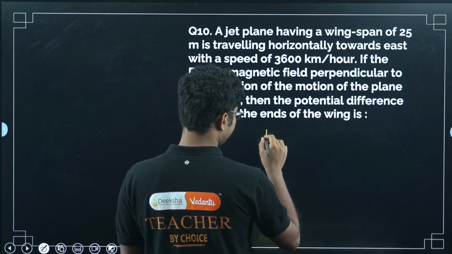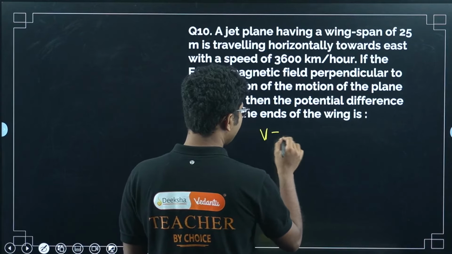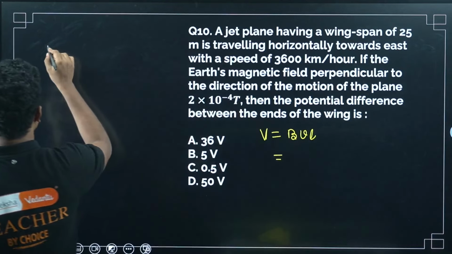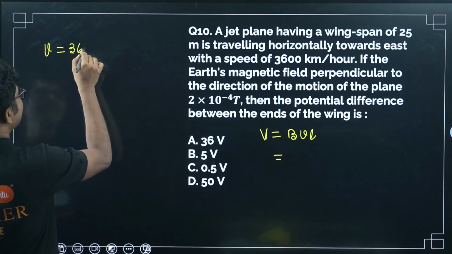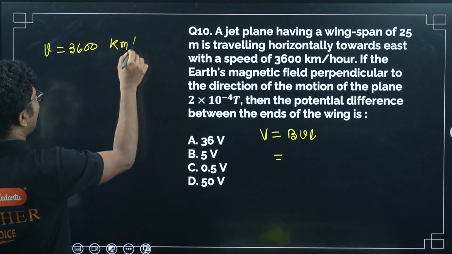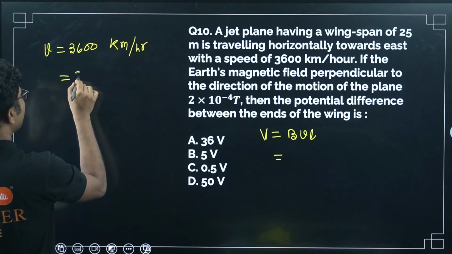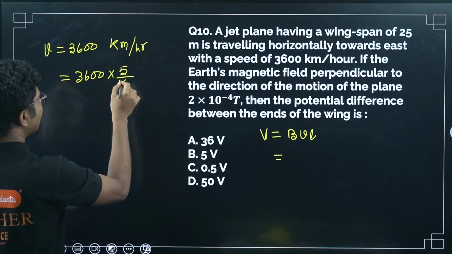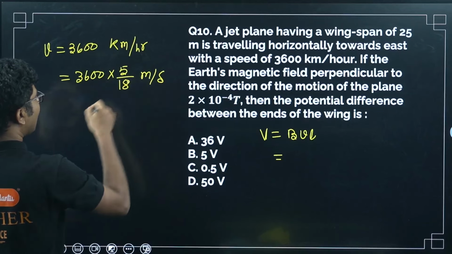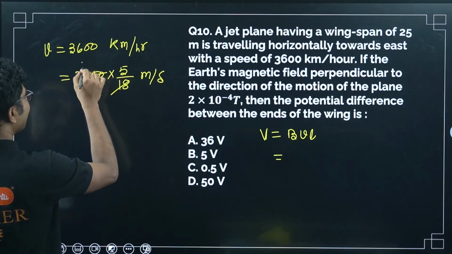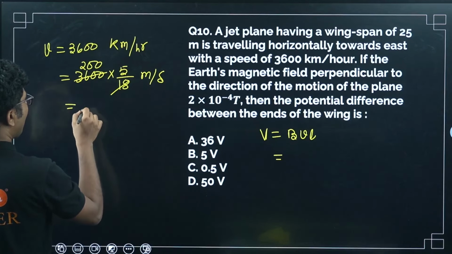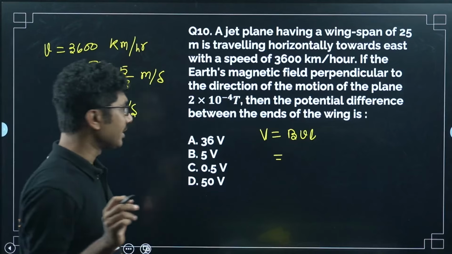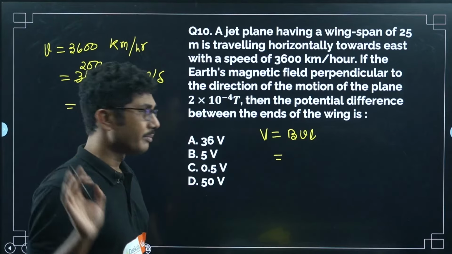Induced EMF, in this case V, is equal to BVL, okay, but here V is given 3600 km per hour. Now we have to convert it into meter per second. So to do that, we have to multiply by 5 by 18. If you are wondering how we got that factor, you can check that, it gives 1000 meter per second. You can check that yourself, and if you still have any doubt, any questions, you can mention that in the comment. I will make a video on that.